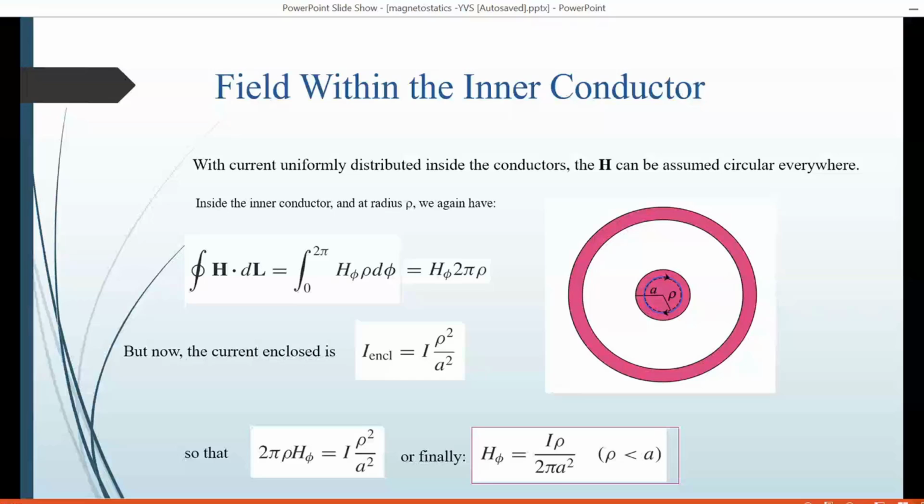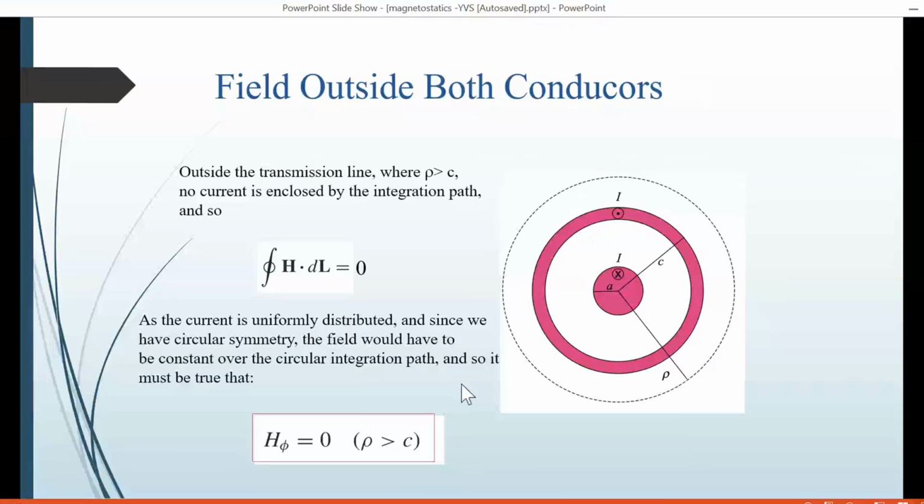Direction is always a phi cap. This is the intensity magnitude within the inner conductor, given by H phi is equal to I rho divided by 2 pi a square. So this is another application of the same Ampere's law. We have derived one more equation.